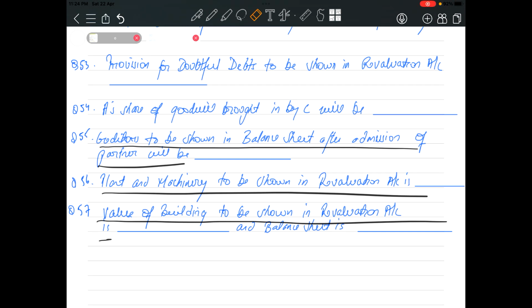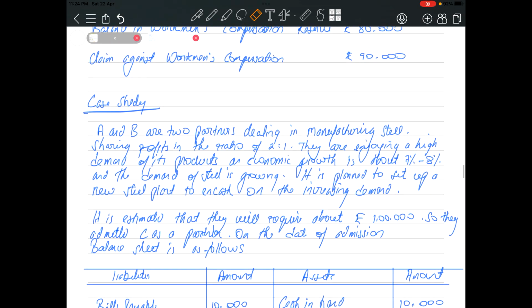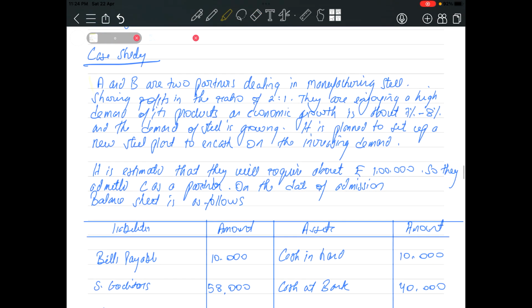Now let's go to the case study. A and B are two partners dealing in manufacturing steel, sharing profits in the ratio of 2:1. They are enjoying a high demand of its product, as economic growth is about 7 to 8% and the demand of steel is growing. It is planned to set up a new steel plant to encash on the increasing demand.